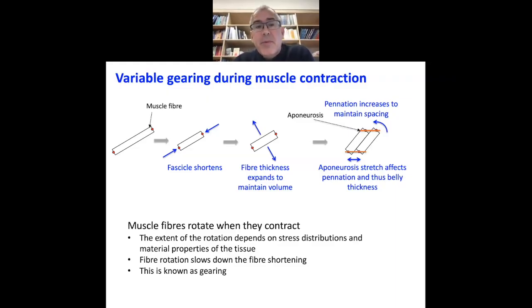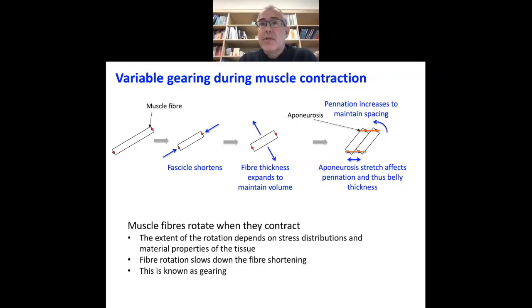From a simple perspective, you could take your muscle fiber, which I've got here on the left. If you shorten the fiber, it has to increase in thickness to maintain its volume. If you have two fibers next to each other, then as they both increase in thickness, they'll overlap. They obviously can't both be in the same space. And this is why the fibers will rotate to a steeper pennation in order to maintain their spacing within the muscle belly. And when they rotate to a higher pennation, they'll actually shorten at a lower velocity. And this is the gearing effect within the muscle.